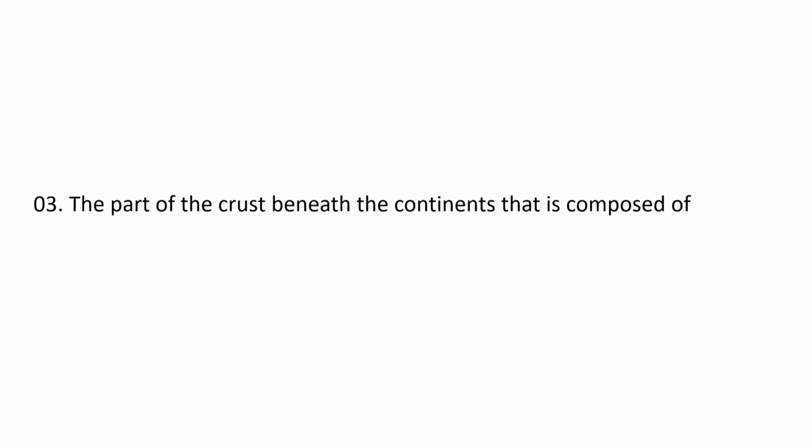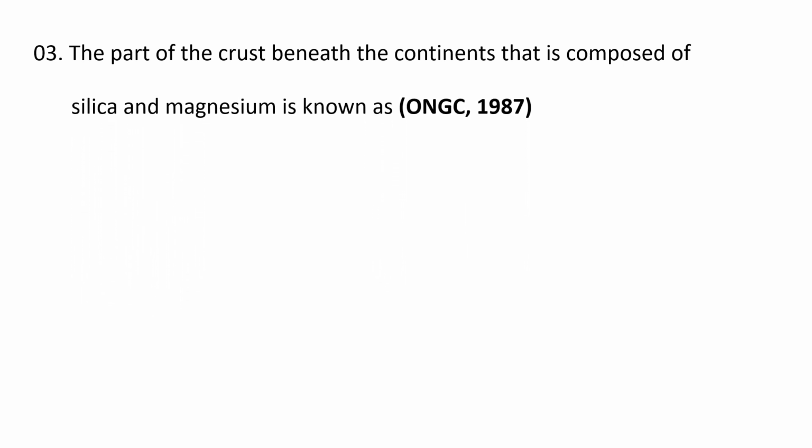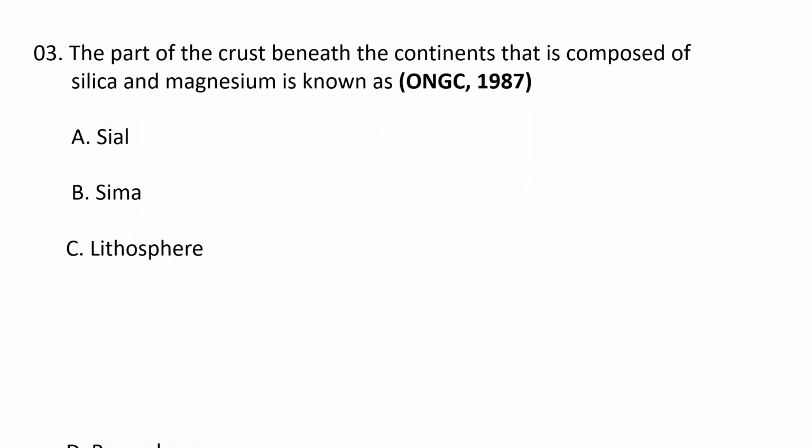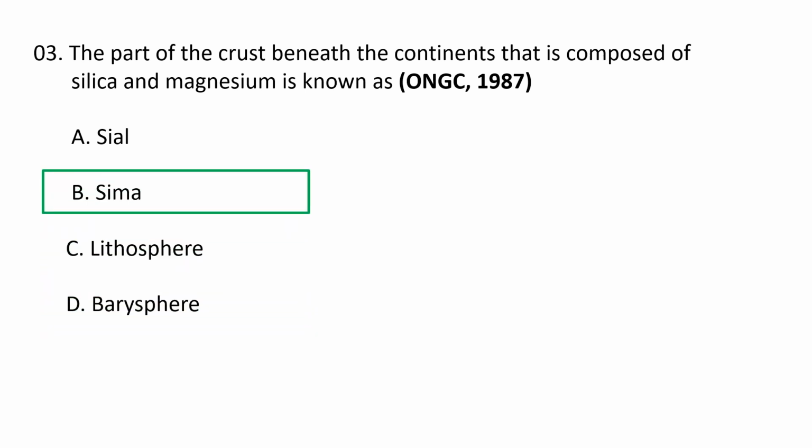Next question. The part of the crust beneath the continents that is composed of silica and magnesium is known as A. Sial, B. Sima, C. Lithosphere, D. Barysphere. So these are very straight questions and very useful also. The correct answer is B. Sima. This is the part of the crust beneath the continents and it consists of Sial and Sima. That is silica and magnesium, whereas if it consists of silica and aluminum, it is known as a Sial.